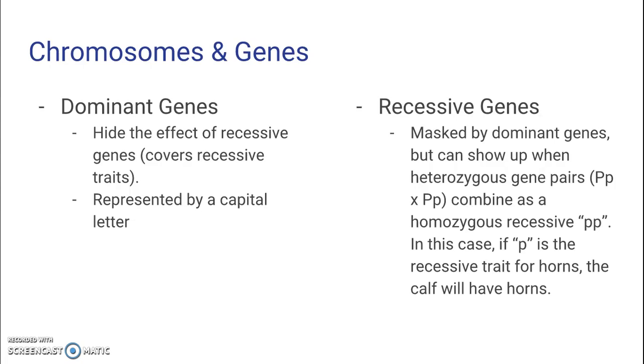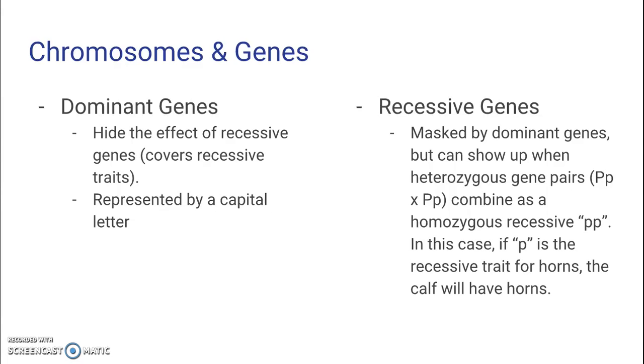Now, in a heterozygous pair, your dominant gene will always take over. In a homozygous pair, you only have one option because you only have dominant genes or you only have recessive genes. So if you have a homozygous recessive pairing, that recessive gene will then be presented.